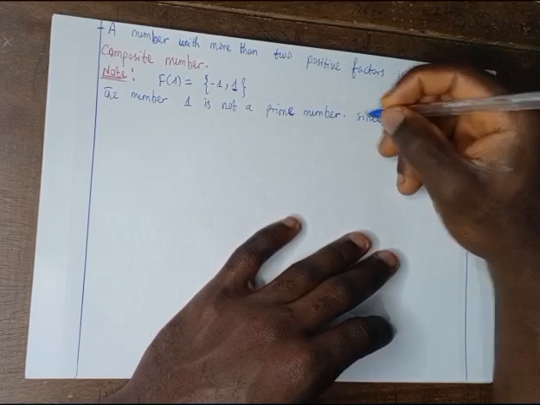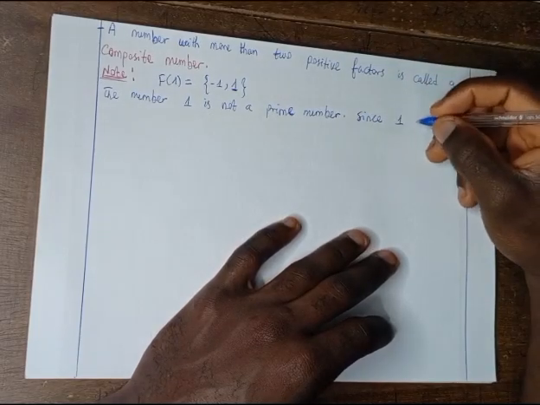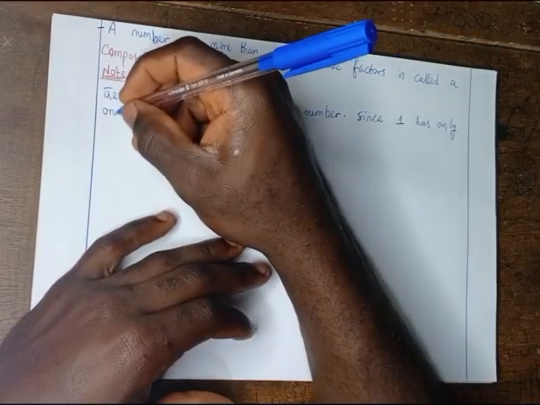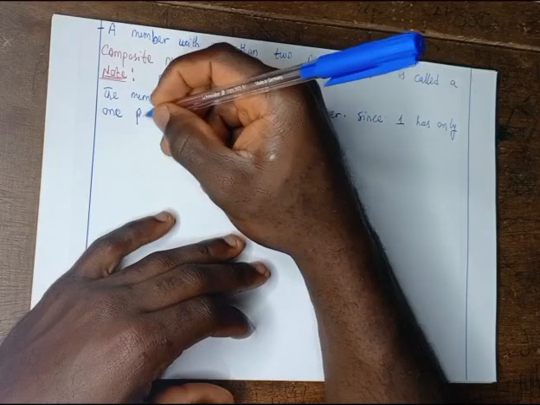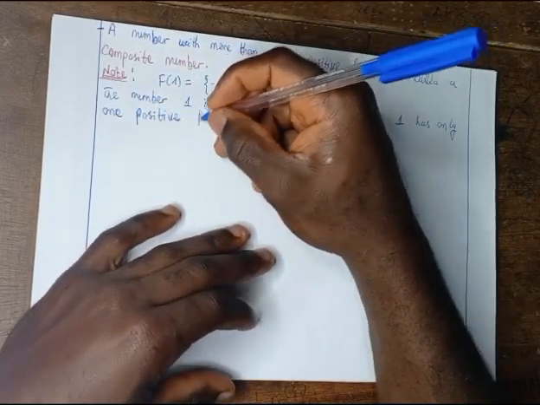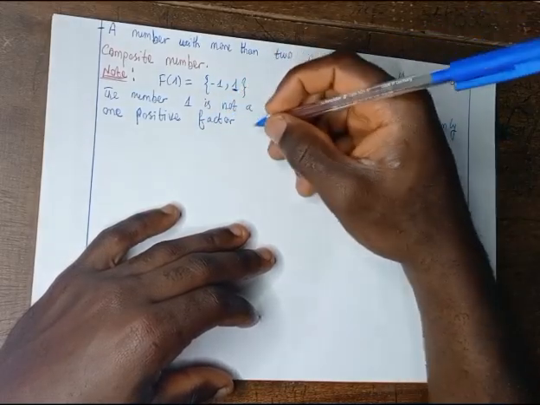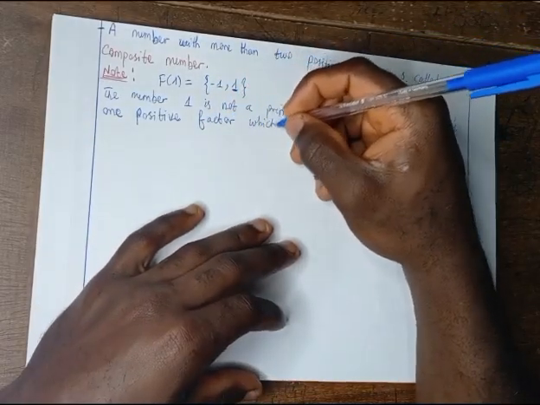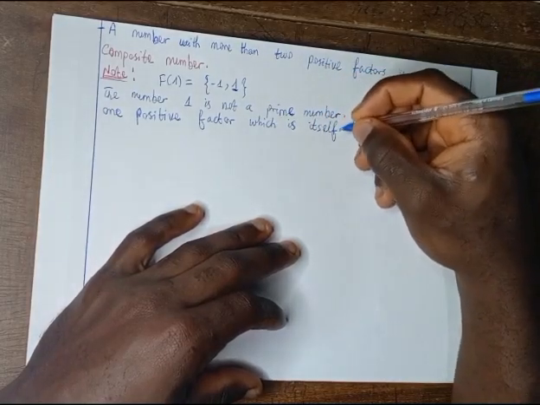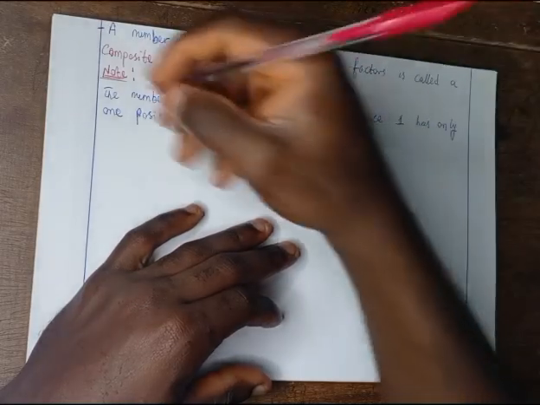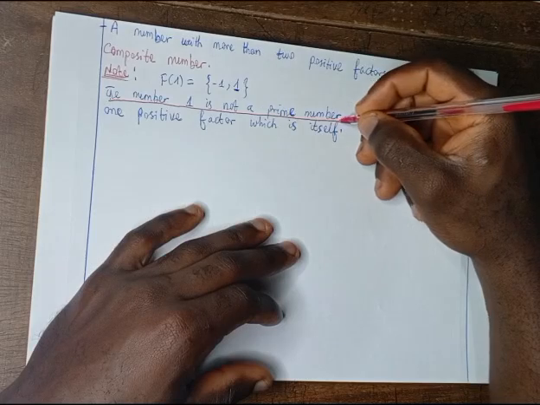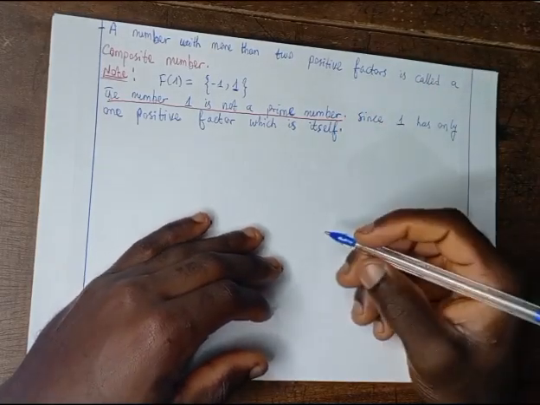Since 1 has only one positive factor, which is itself. Underline this. Number 1 is not a prime number. Most often you see people giving 1 as a prime number, which is not true.